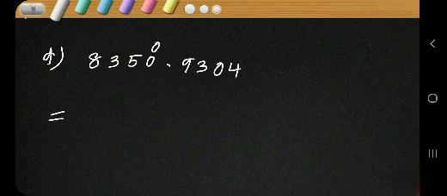0 is in the ones place, 5 in the whole number part is in the tens place, 3 in the hundreds place. 8, which place? Yes, 8 is in the thousands place. What about the decimal part? The first digit 9 is in which place? Yes, tenths place. 3, hundredths place. 0, thousandths place. And 4, ten-thousandths place, isn't it?